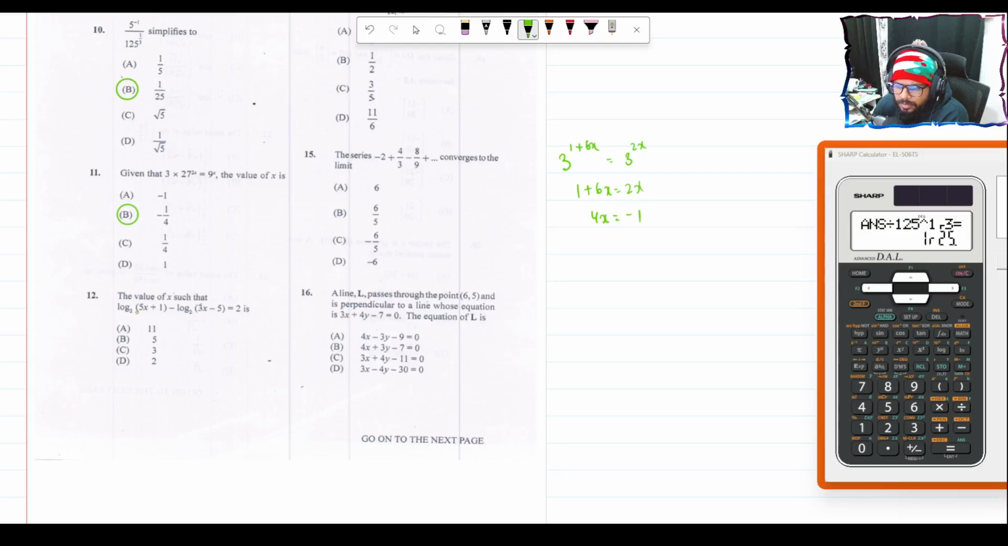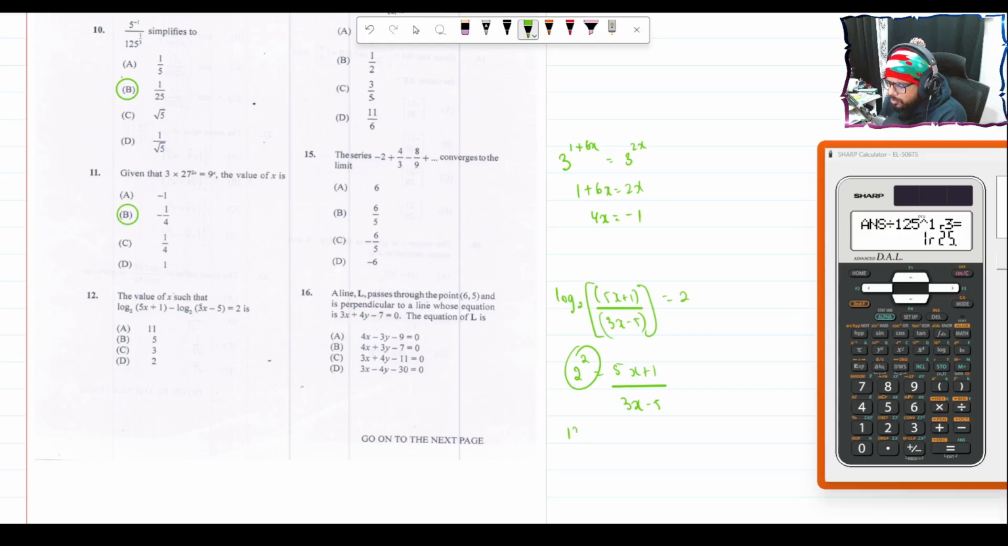It's going to be log to base 2 of (5x plus 1) over (3x take away 5), and the number on the log is equal to 2. And then I'm going to change this to an exponential equation: 2 squared is equal to (5x plus 1) over (3x take away 5). This is 4, and I'm multiplying it by the denominator one time.